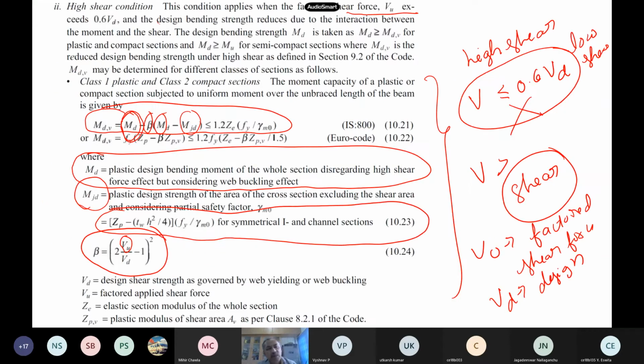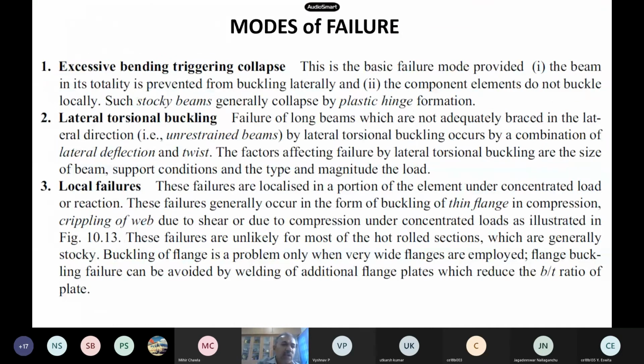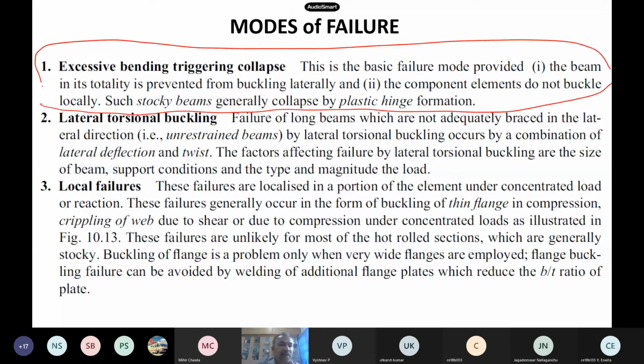Now the bending capacity of your beam has two conditions. One is for high shear, then low shear. Low shear is very easy, but when it is high shear, the bending capacity gets automatically decreased, because shear also comes into picture, and it will affect the bending capacity of the beam itself. So this is an issue. These are the two things. And this is how you have to handle the bending failure in the beam.